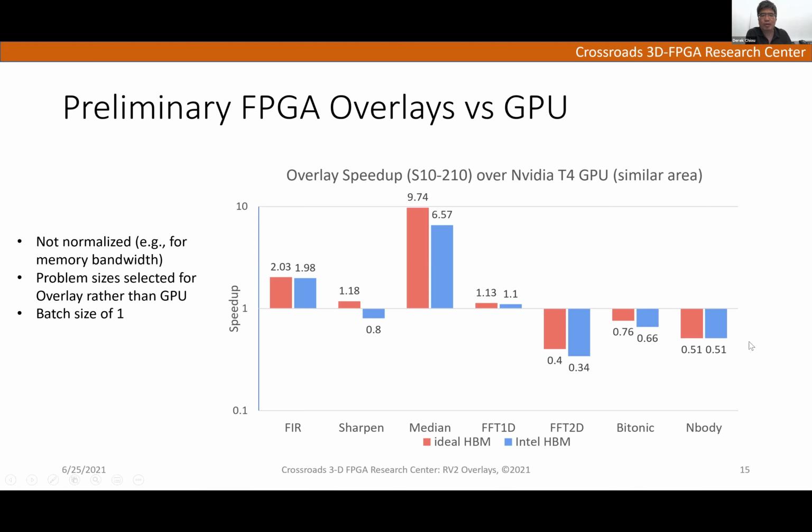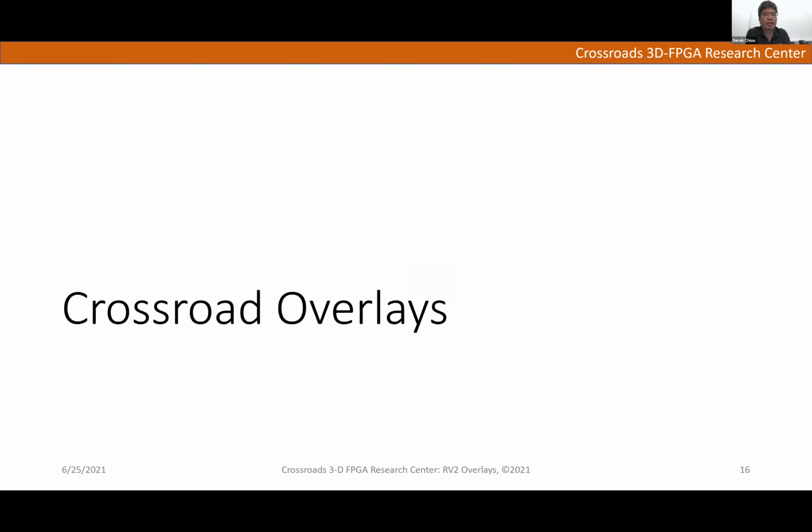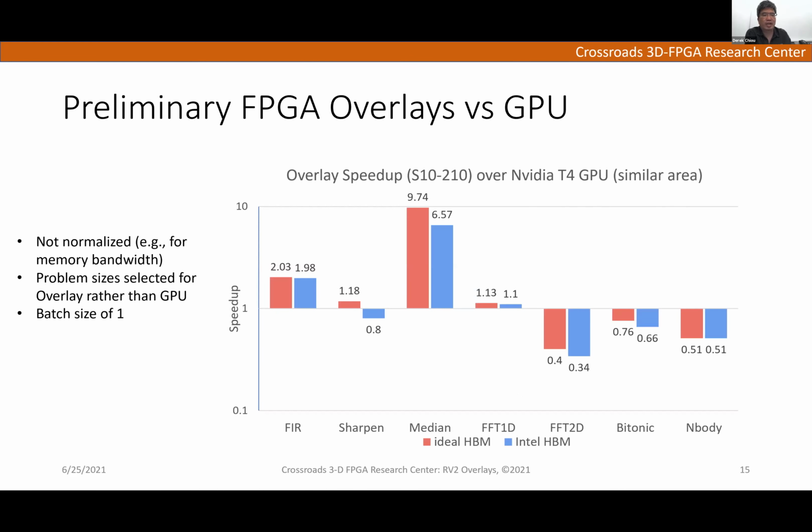And we basically used NVIDIA's libraries to generate these applications. So the intention was to try to get as good as possible against their particular implementation. We did select problem sizes based on our overlay rather than the GPU, so that's our advantage, but we didn't normalize anything. So there are a lot of cases where the GPU has more memory bandwidth, for example, and we didn't penalize the GPU for that. This is just kind of a straight comparison. And again, we want to do more work in this area.